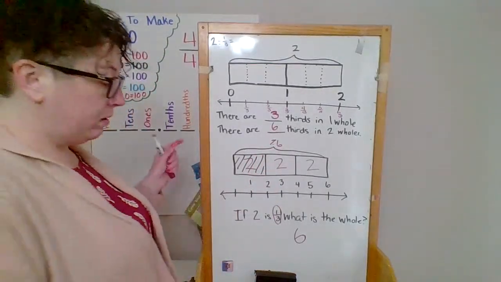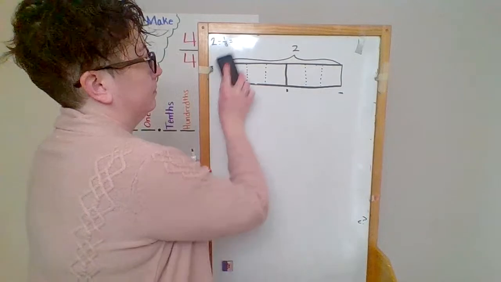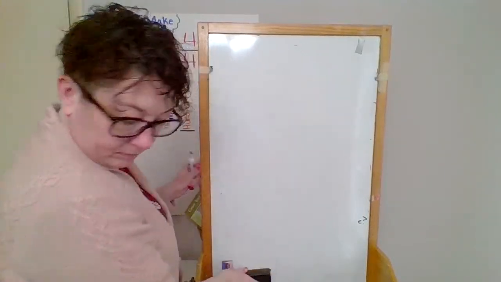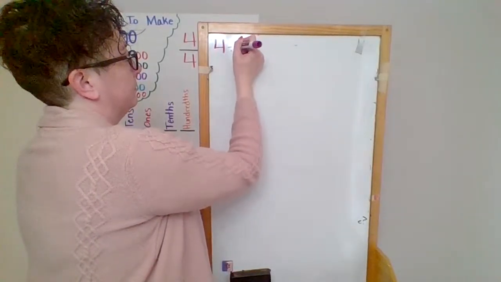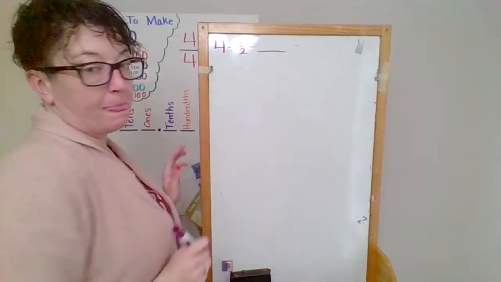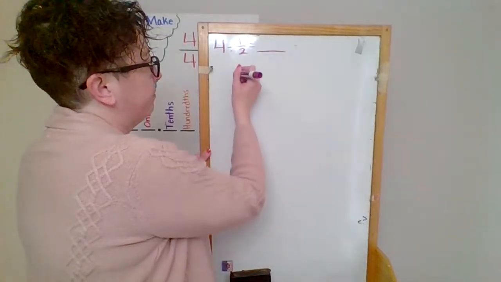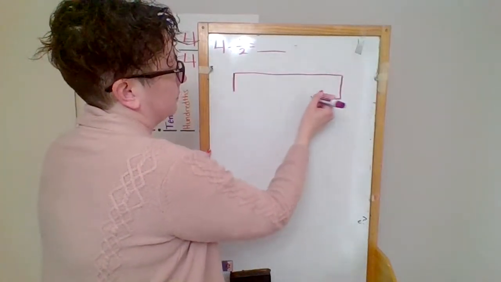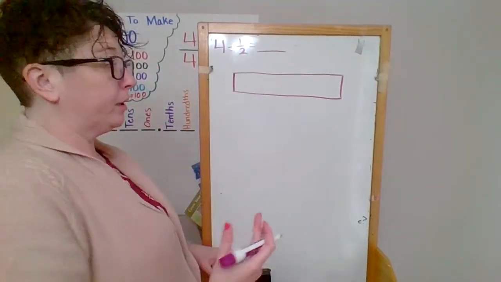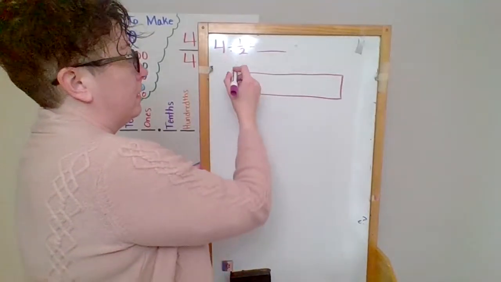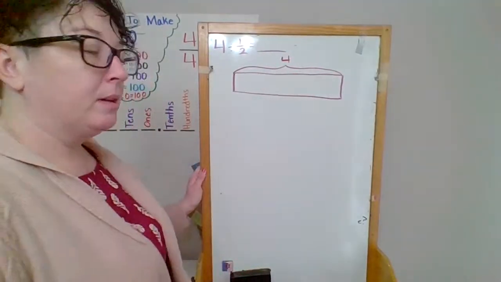So let's try one. Let's try the next one. We have 4 divided by 1/2. Okay. We're going to start by making a diagram. So make a tape diagram. And I want to take the whole number, which is 4. That means that my tape diagram is worth 4 wholes.